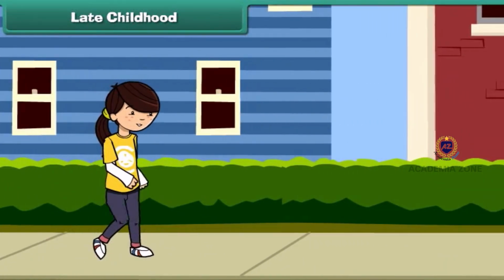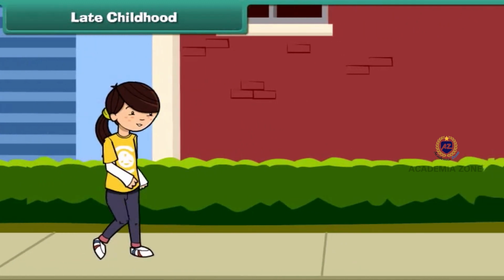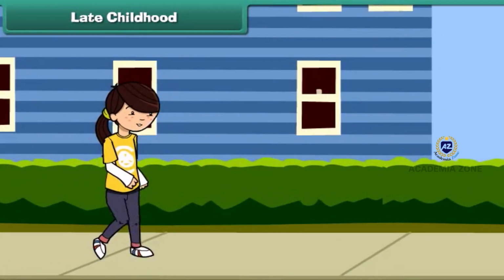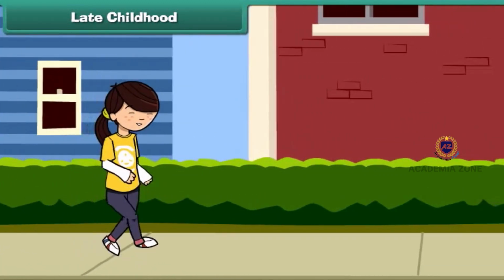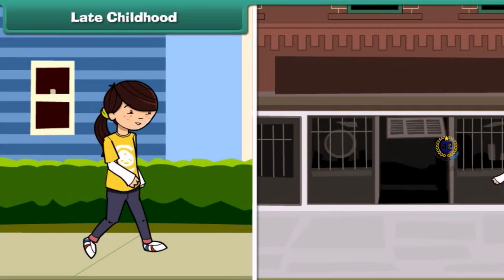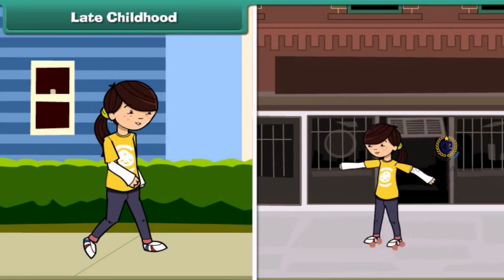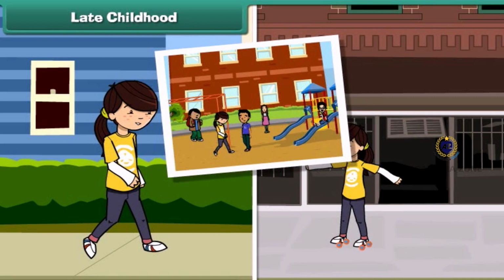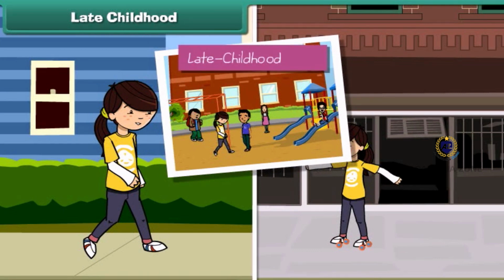Now Moni can run very fast and jump without any support. She is a fearless girl. She is learning to dance and skate. She is also playing with her friends in the playground. This is her late childhood stage.